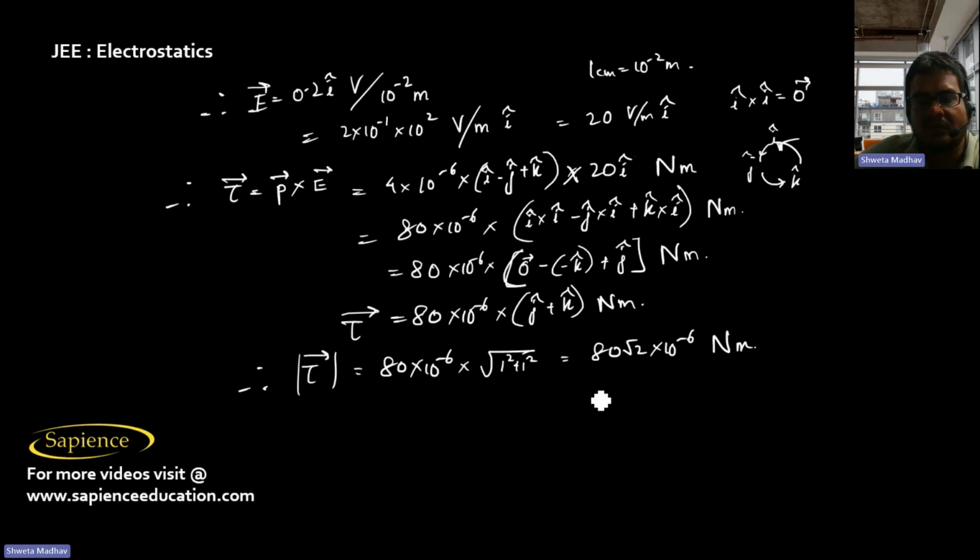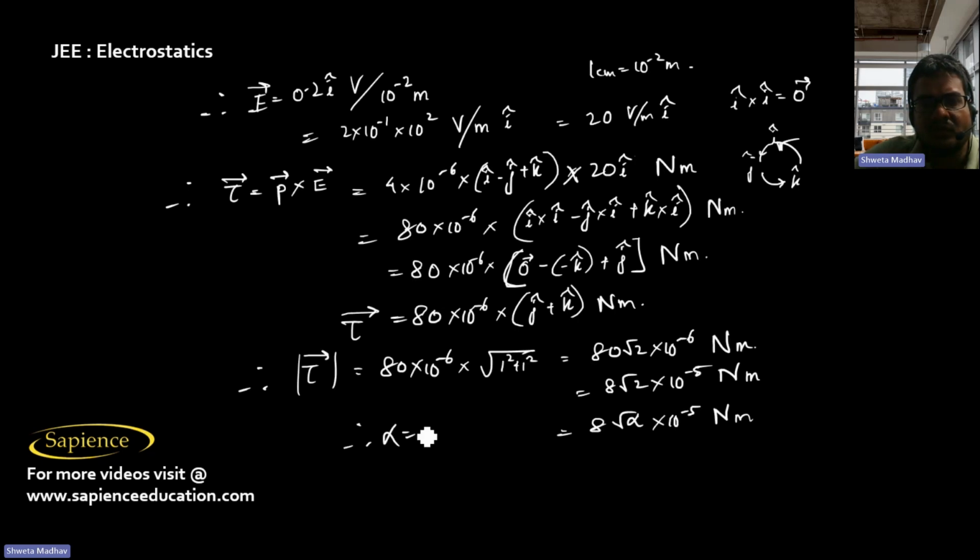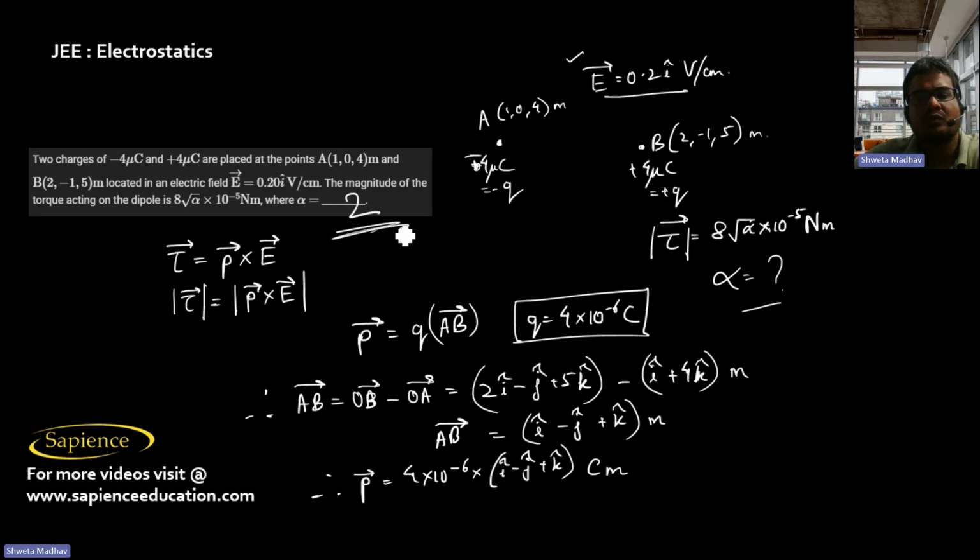This I can write as 8 root 2 into 10 power minus 5 Newton meter, which is given as 8 root alpha into 10 power minus 5 Newton meter. Therefore the value of alpha is 2. So 2 is the answer.